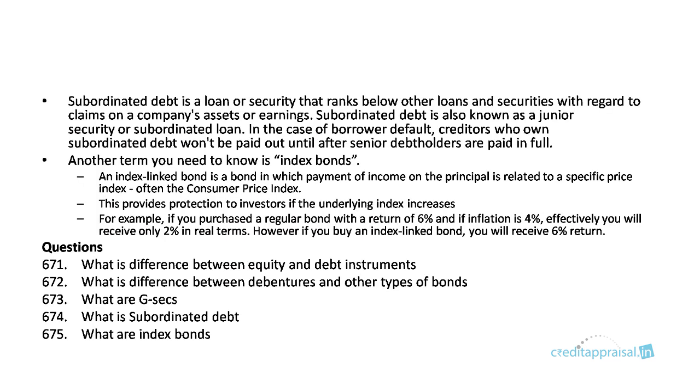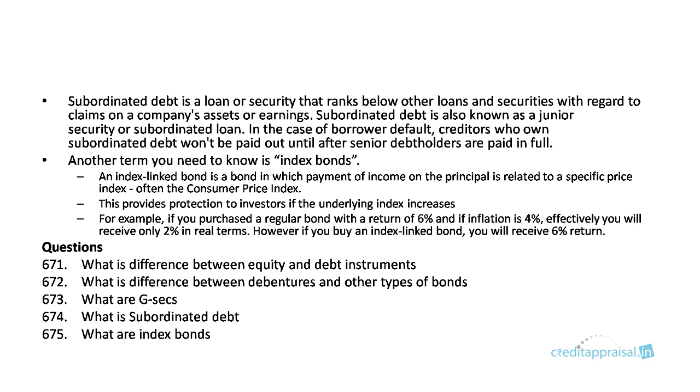Then there is something called subordinated debt. Subordinated debt is a debt that has a lower rank. It ranks lower than the normal loans. So it's also known as junior security or subordinated loan. In case the borrower defaults, creditors who own subordinated debt will not be repaid until the senior debt holders are paid in full. It's like in equity, where we have preference shareholders, right? They will get first priority over ordinary shareholders at the time of liquidation of the company. Similarly, in case of debt, the subordinated debt holders will be paid only after the senior debt holders are paid.